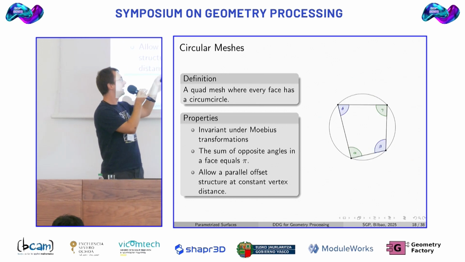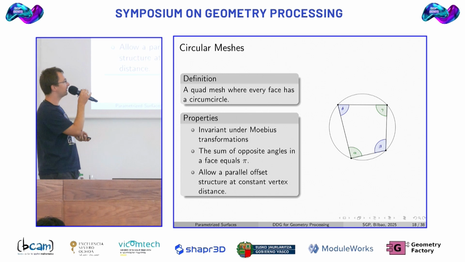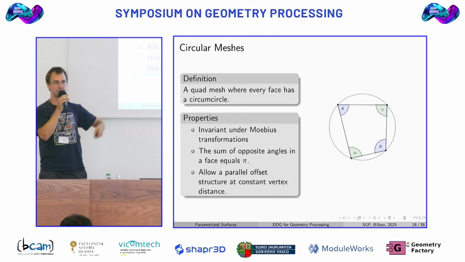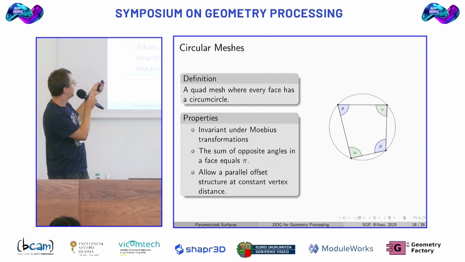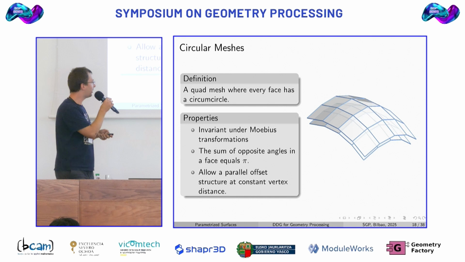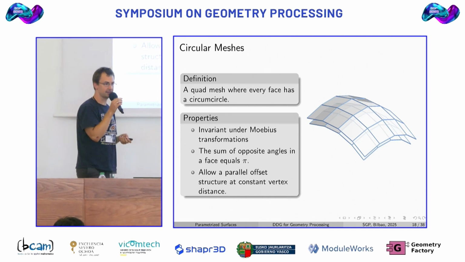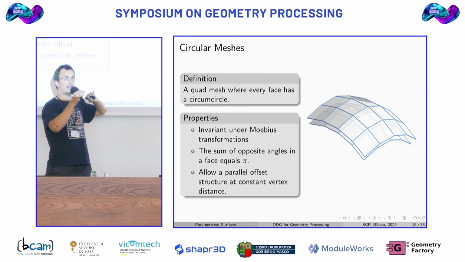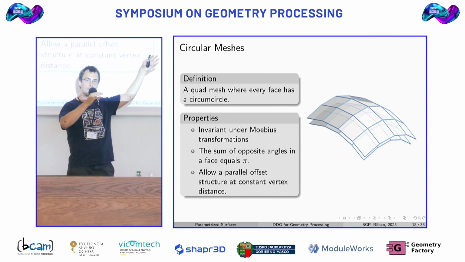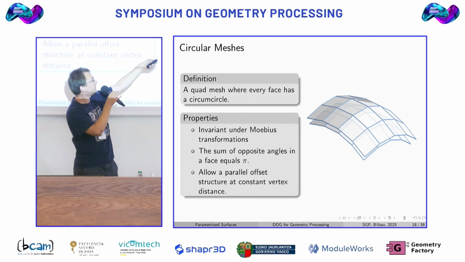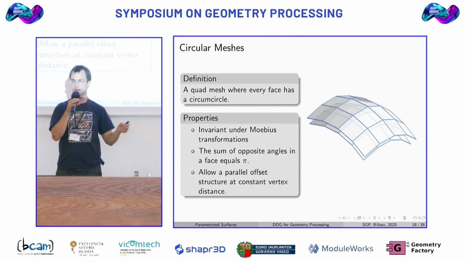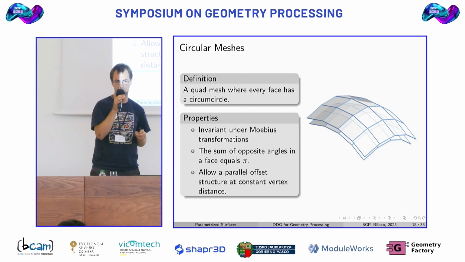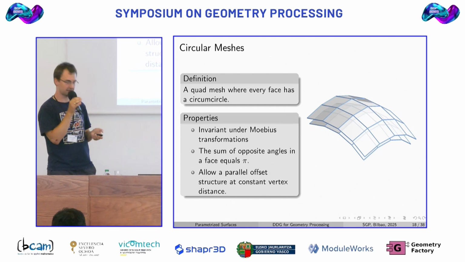Then we have features like the sum of opposite angles in every quad is equal. This is also a characterizing feature, and we will later use this in an optimization. And they allow a parallel offset structure at constant vertex distance. So if you want to offset your mesh with a parallel mesh, and you want all the vertices to have equal distance throughout the mesh, then it is possible with a circular mesh, and it's also only possible with a circular mesh. So this is also a defining property of circular meshes.